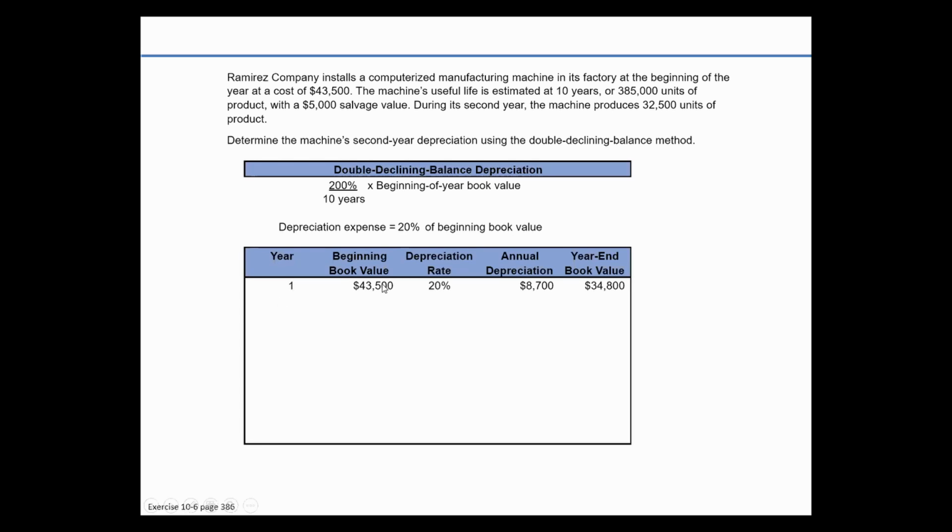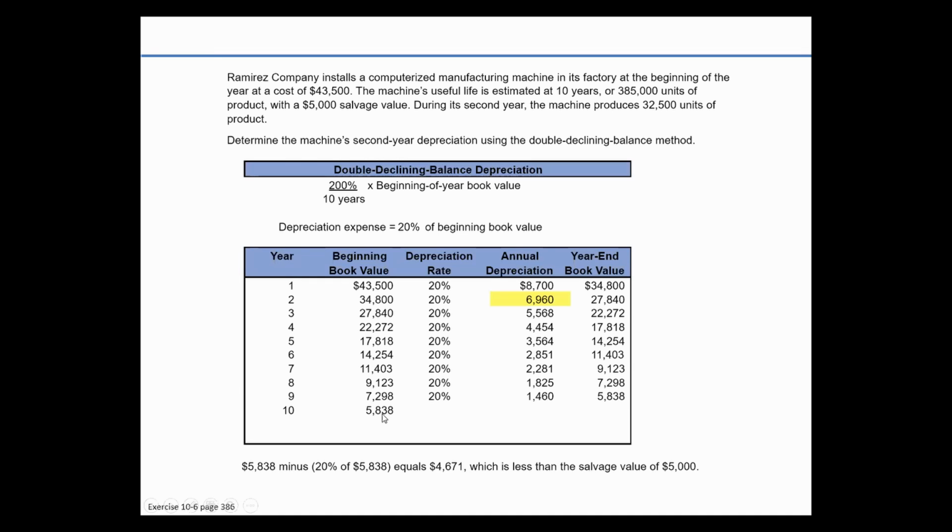And double declining balance, again, the same kind of thing. Because it's double, it would be 200% times the beginning book value over 10 years. And the depreciation expense would then be 20% of the book value for each year. And we see in year 1, 43,500 multiplied by 20% is going to be 8,700. And so that leaves an ending book value of 34,800. And so we start with that and multiply. So then in year 2, it's 6,960. That's what we're looking for. But you can see how that works out.